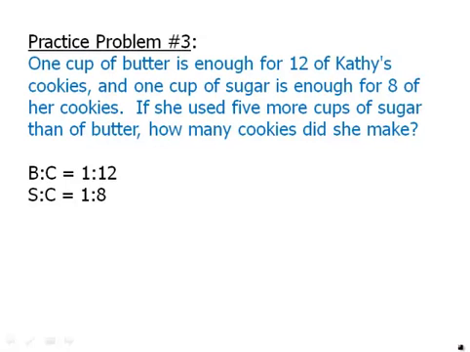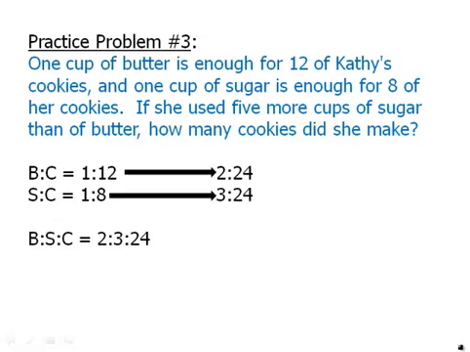Well, the least common multiple is 24, so we're going to multiply the top ratio by 2, the bottom one by 3. So then we can relate everything, butter to sugar to cookies, 2 to 3 to 24. And at this point, because we're talking about a difference, I'm going to express these in terms of scale factor. So in other words, butter is 2n, sugar is 3n, cookies are 24n. And so the difference between sugar and butter is simply n. Well, we know that that difference should be 5 cups. So in other words, n equals 5.